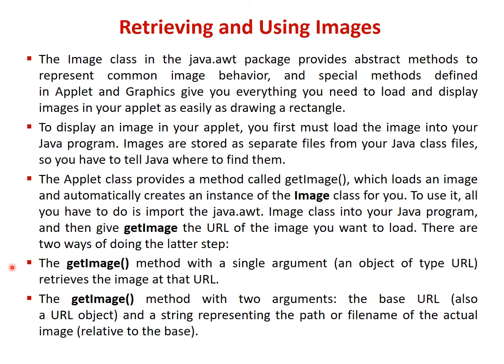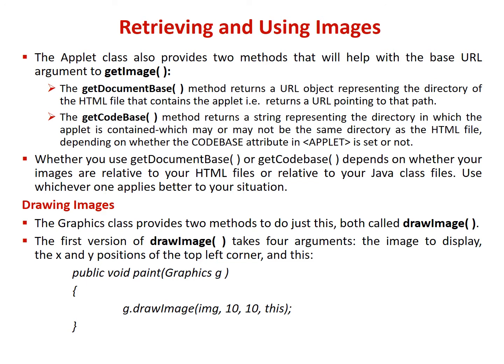The first, getImage method with a URL argument or single argument, and second, getImage method with two arguments, the base URL and a string representing the path or file name of the actual image. The applet class also provides two methods that will help with the base URL argument to getImage. The getDocumentBase method returns a URL object representing the directory of the HTML file that contains the applet, that is, returns a URL pointing to that path.